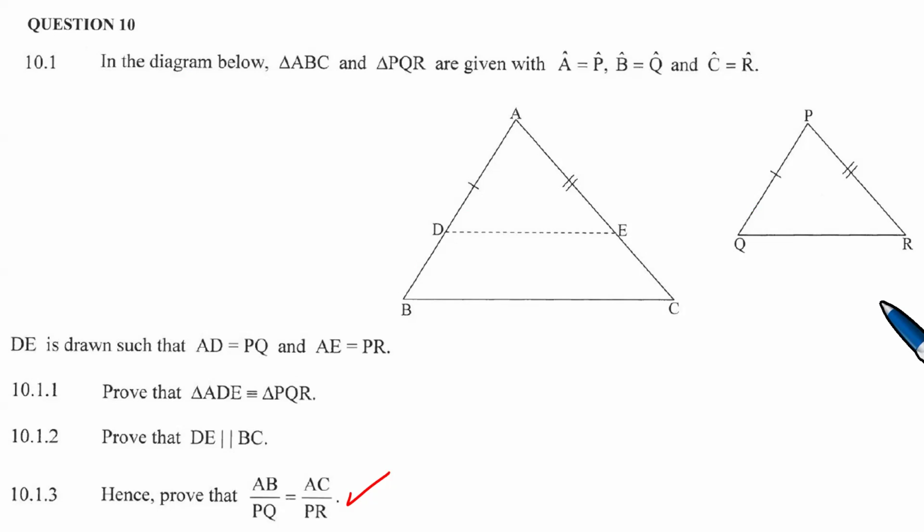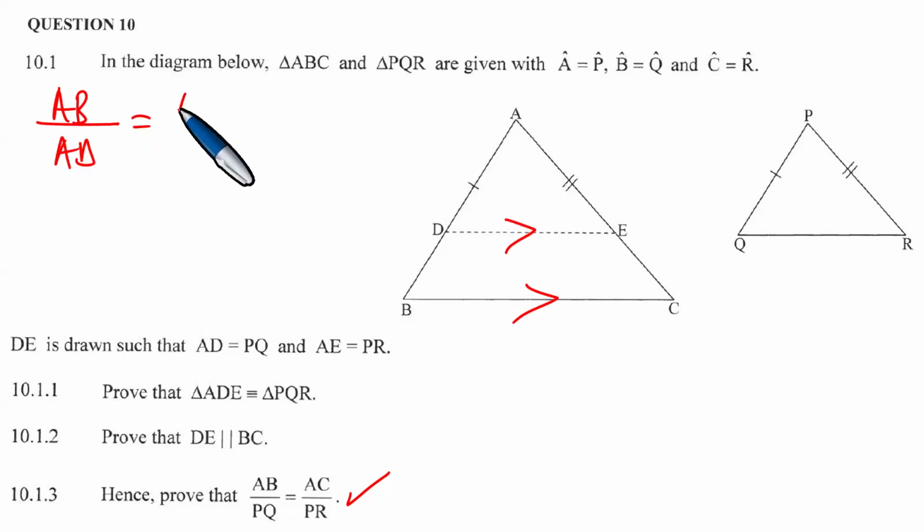So now, at this point, you already know that this one is parallel to this. Because of that, you'll tell the examiner that AB over AD is equal to AC over AE. Proportionality theorem.